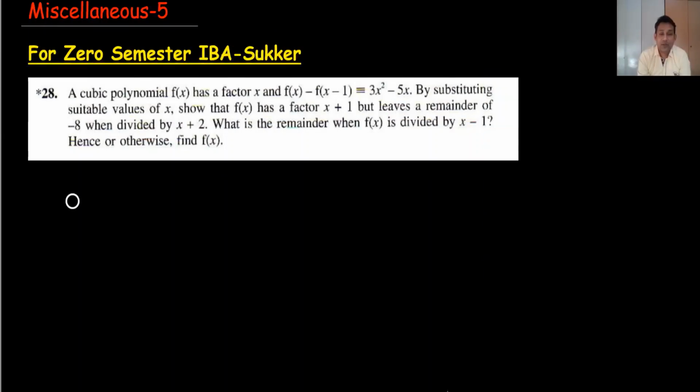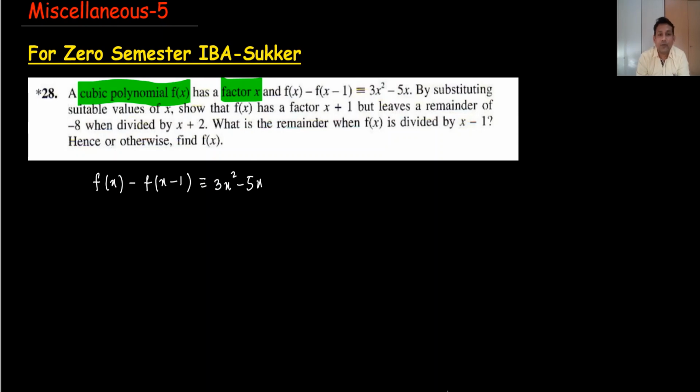This question 28 is not an easy question, but there's a trick to do it. First of all, I will write the given question: f(x) minus f(x minus 1) is equal to 3x squared minus 5x. This is an identity. One more thing here: you find a cubic polynomial f(x) has a factor. One factor is x. This is a very important term I want to show you.